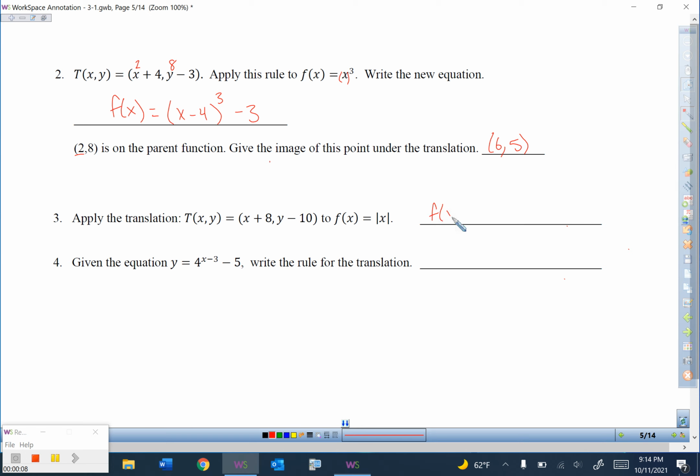You should have gotten f of x equals, inside the absolute value is an x minus 8, outside is a minus 10. On this one, with a rule, you do have to start with T of x, y. So if you missed that on the first try, go ahead and fix that for me here. And it's just going to look like a big ordered pair.